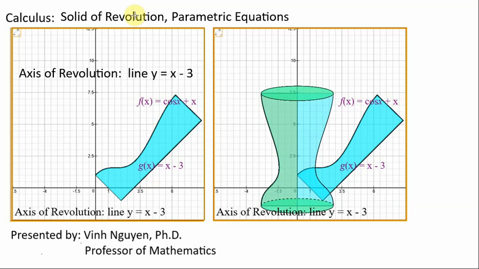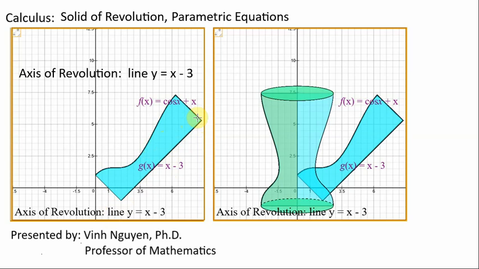This video is on solid revolution. So this graph right here, I have the function f of x equal to cosine of x plus x. And then this line right here is the function g of x equal to x minus 3. And we have this region right here, and I would like to rotate this region about the line y equal to x minus 3. So this is the axis of revolution.